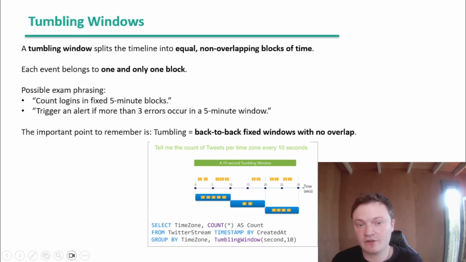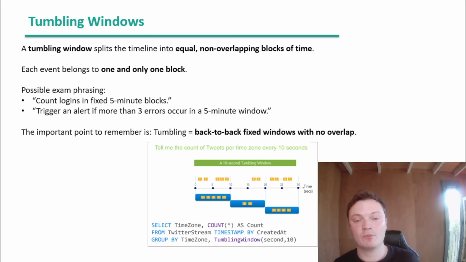For the DP-700 exam, there are 5 different window functions that you need to remember. The first that we will look at is a tumbling window. A tumbling window splits the timeline into equal non-overlapping blocks of time. For example, you could have a 5-minute window, followed immediately by another 5-minute window, followed immediately by another 5-minute window. Each window is 5 minutes and non-overlapping, and they all follow immediately after each other. So each event belongs to one and only one block.